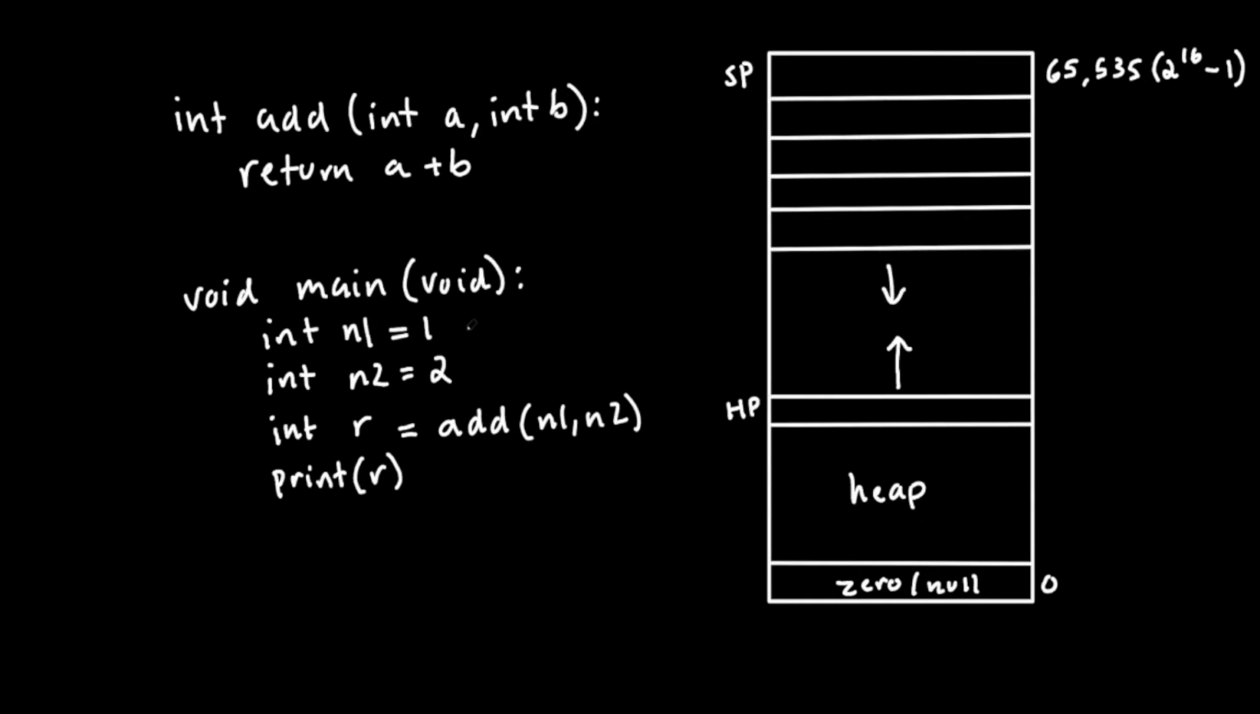So let's start executing this program. Well, we start at main, so we're going to start building the activation record for main. This is also called the main frame. We're going to go ahead and store n1's value onto the stack at the stack pointer. And now we want to move to the next local and store its value. So we have to decrement. Remember, we decrement because we want to go to a smaller address. But how much do we decrement by?